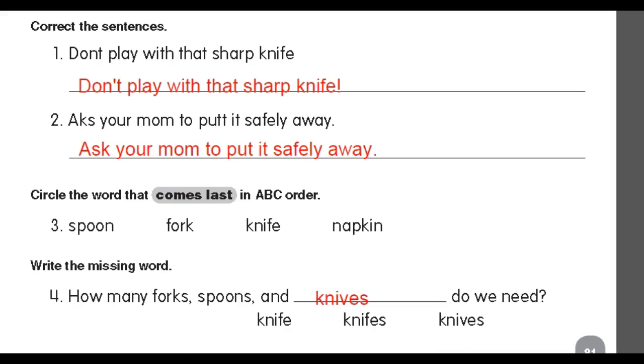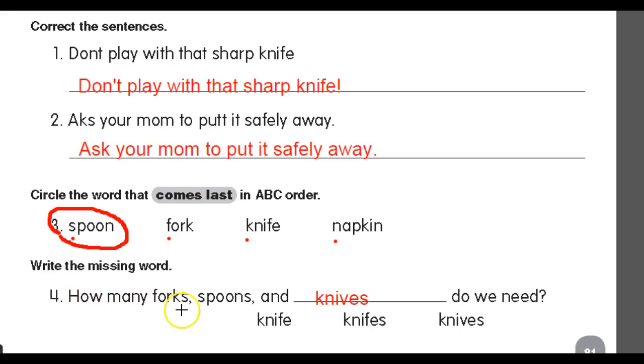Circle the word that comes last in alphabetical order. So we always need to look at the first letter when we're looking at alphabetical order. And spoon actually comes last in alphabetical order. It would be F for fork would be first, then K for knife would be second, N for napkin would be third, and S for spoon would be last.